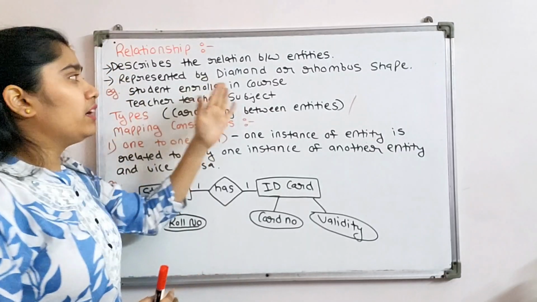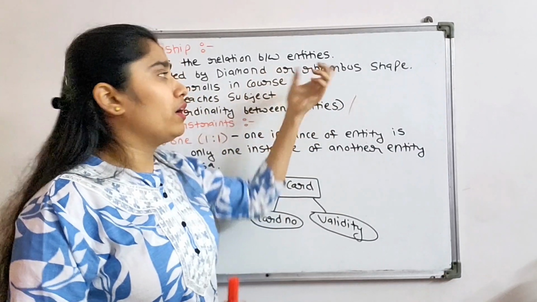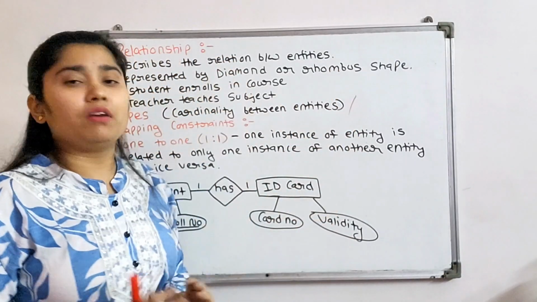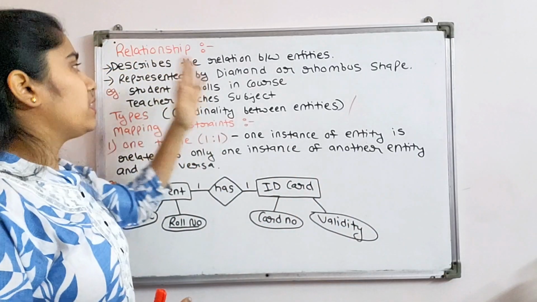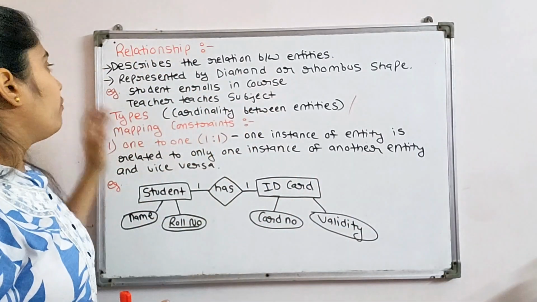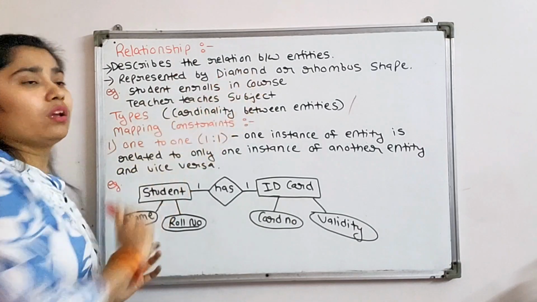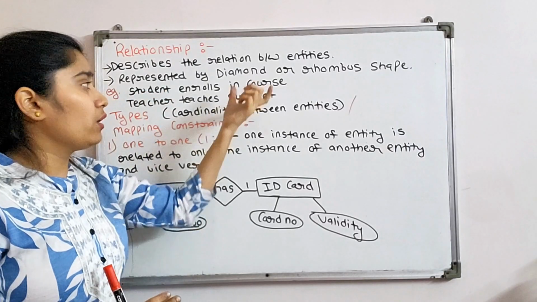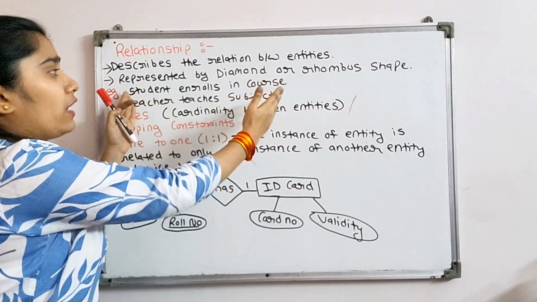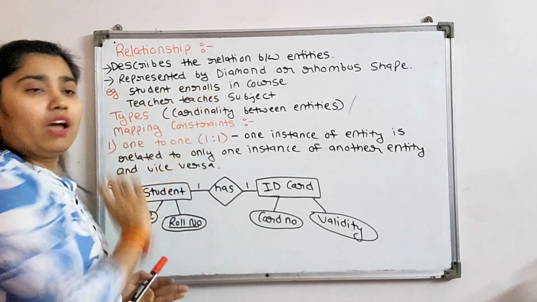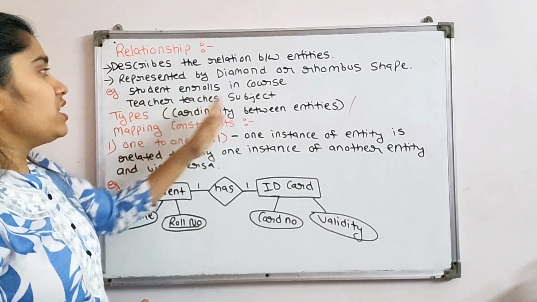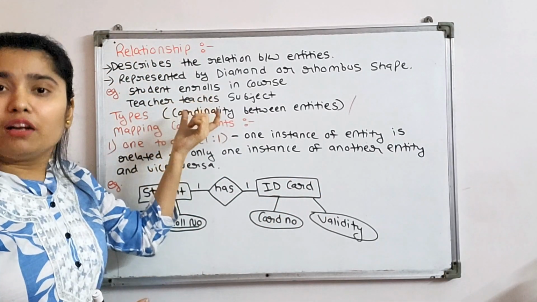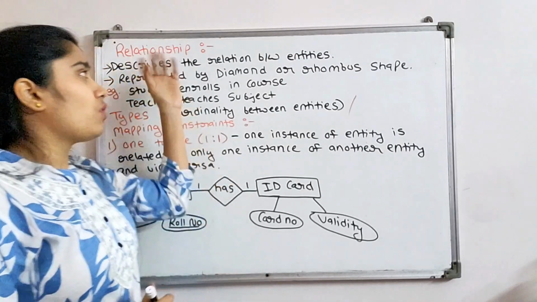Now it is represented by the diamond or the rhombus shape. Again, diamond and rhombus are the same thing. Rhombus we use in mathematical or geometrical language and diamond is the common language. For example, suppose a student enrolls in. Now, second example, the teacher teaches subject. Again, subject is another entity, teacher is another entity. Both are connected with the relation as teaches. So this is what the relationship is.